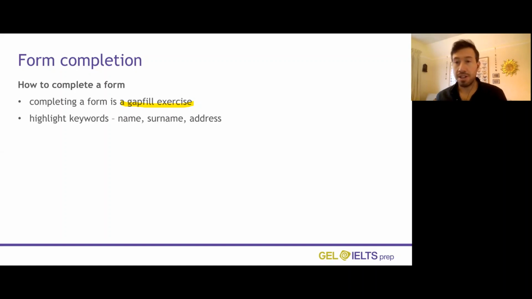It's really important that when you get the form, the first thing you do is to highlight any keywords. By keywords, we mean words that will help you to find your way when you're listening to the task. So that could be something like someone's name, it could be a surname, or it could be an address. These are all keywords in a form in section 1.